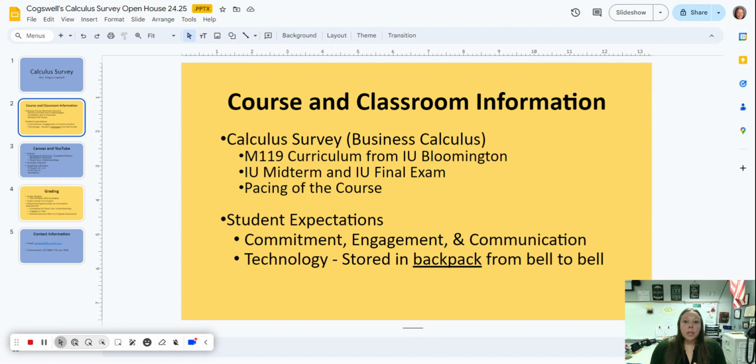And with technology, cell phones need to be put away in their backpack. And they've been doing a really good job of this so far. And that goes into engagement. And I think it's really important with them going into college, they need to learn how to check in to their course and put those devices away.